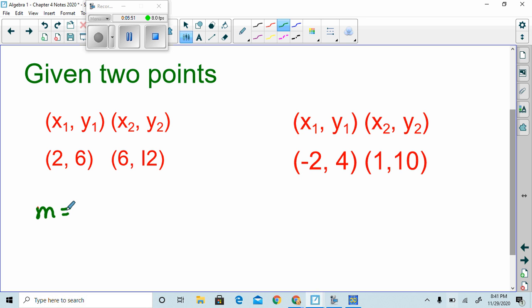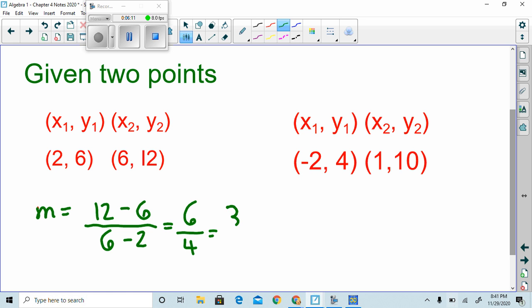It's critical that we put the y2 minus y1 in the correct place, as well as the x2 minus the x1. And then we go ahead and simplify, and we get 6 over 4, and we'll simplify that again, dividing them both by the common factor of 2, and there's my slope. M is equal to a 3 over 2 ratio. That would go up 3 and over 2.